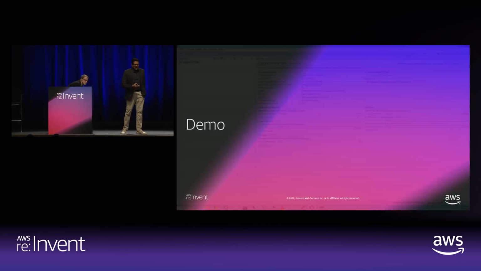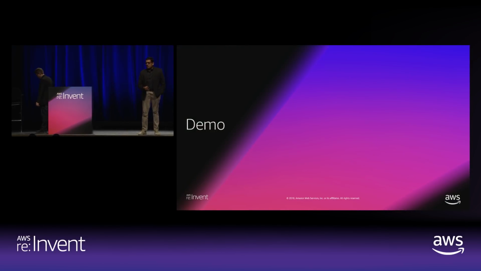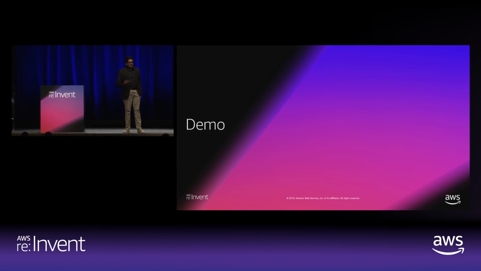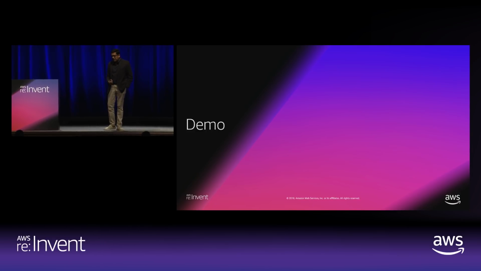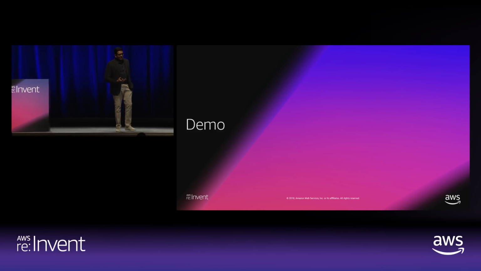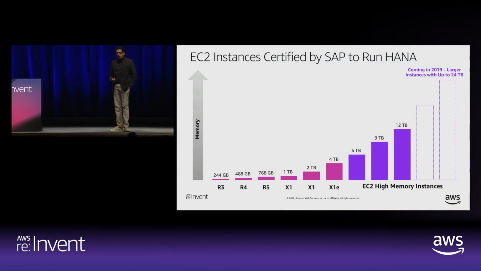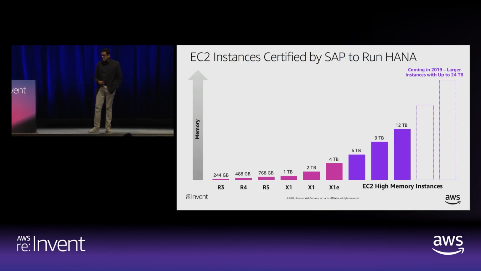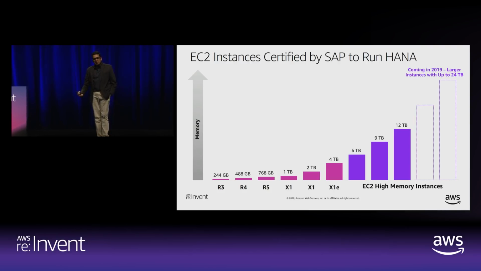Now that we have SAP certified instances for running HANA starting from 244 gig of memory up to 12 terabytes of memory, what next? As we have customers who are already experiencing the power of the AWS platform on 6, 9, and 12 terabyte instances, we're already receiving requests for even larger sizes. That's where we're planning to launch larger instance sizes with up to 24 terabytes of memory next year in 2019.